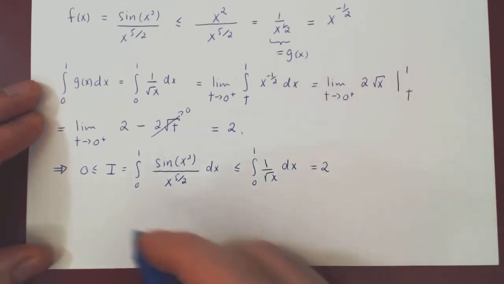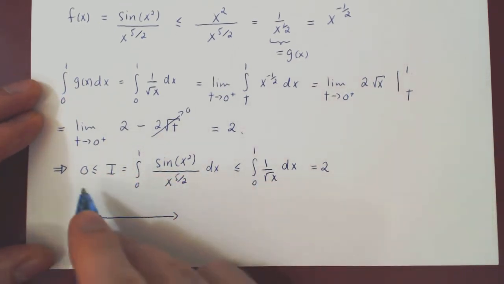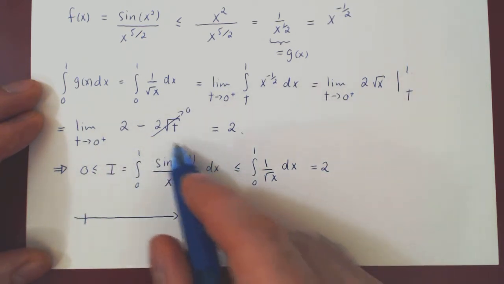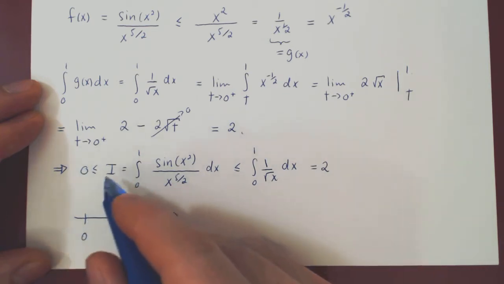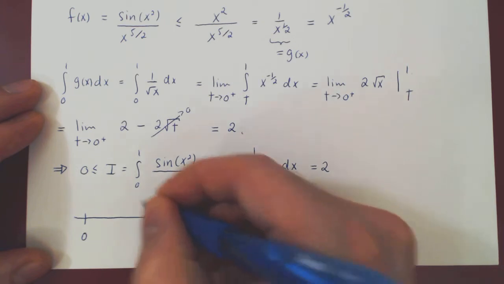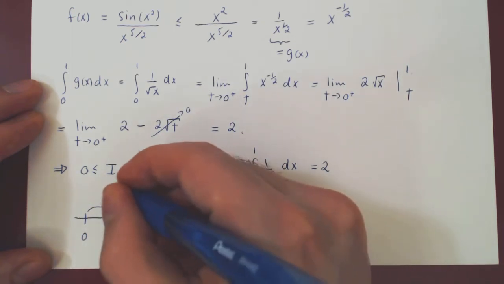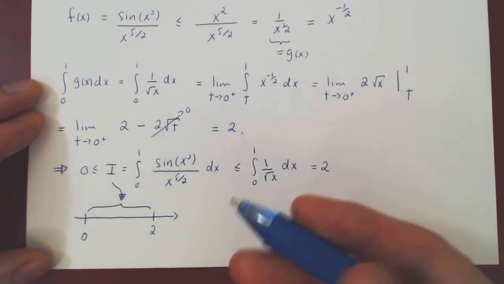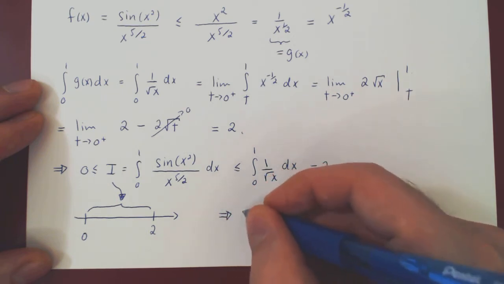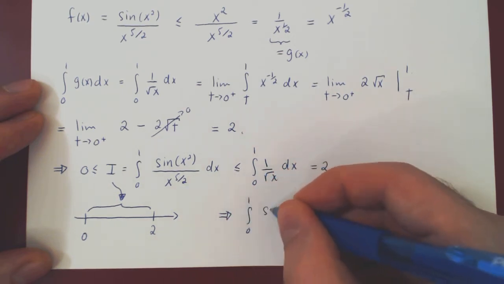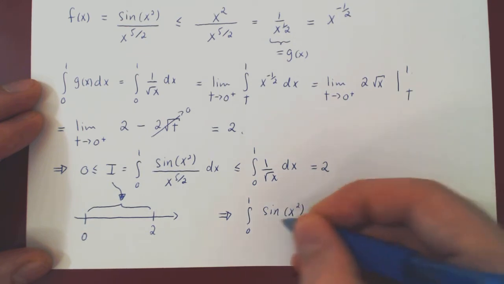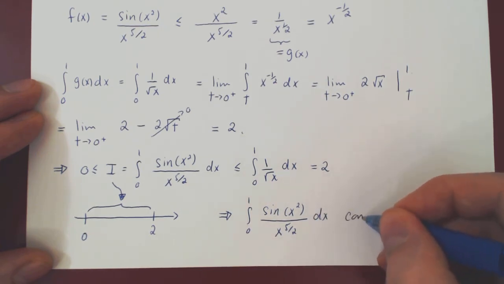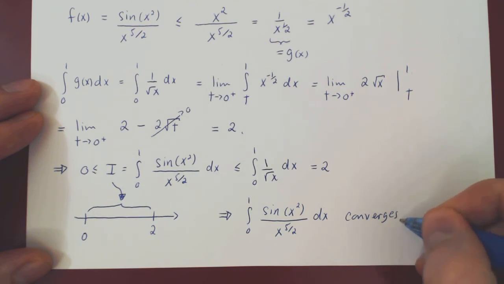So what is our conclusion? If you visualize the sequence of inequalities onto the real line, the improper integral, which is rather nasty, lies somewhere between 0 and 2. So the improper integral is finite, therefore it converges. And we're done.